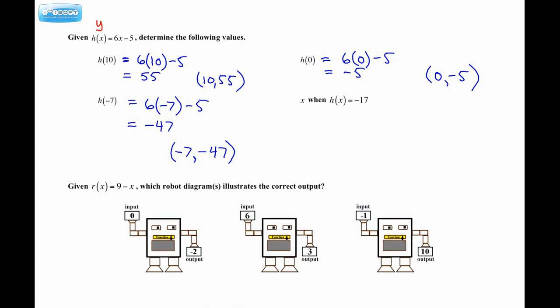All right, the next one's a little bit different, so let's just read it carefully. It says, determine the following values. What is x when h of x is negative 17? Okay, don't be frightened. Remember, what does h of x really mean? It's just y. So what this says is, if my y value is negative 17, what does my x value have to be?